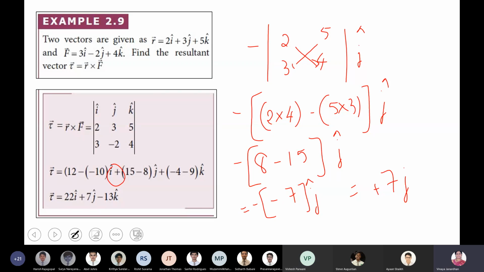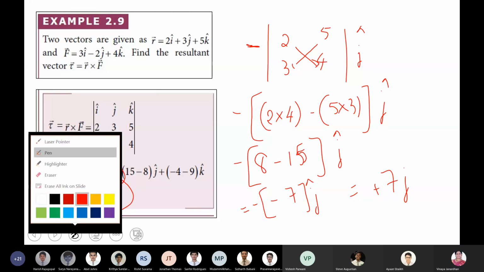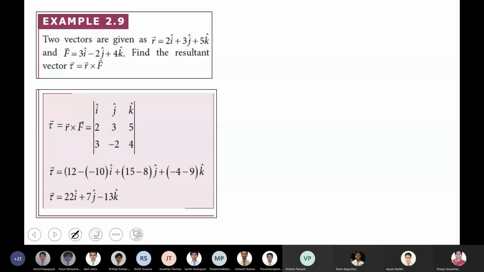Don't change the order, then it will be tough for you. Only thing is for J cap, you'll have a negative sign outside. Just check the answer, boys. Others are all getting the same. So for cross product, you will try various other numericals, so I can move on to the next topic. Is that clear, boys?